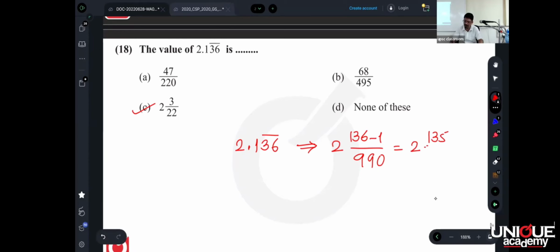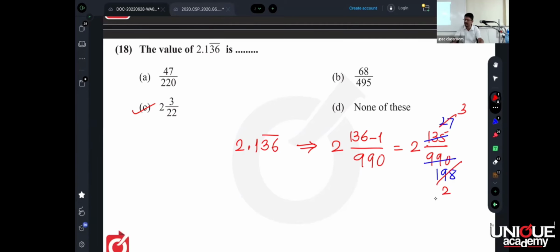So we need to get to the lowest terms. As soon as we see these numbers, 135 as well as 990, both are divisible by 5. Because of that we have here 27 and here 198. Now 27 and 198 are both divisible by 9 each. 9 3s are 27, 9 2s are 18, and again 9 2s are 18. So here it is 2 integer 3 upon 22. That is, option C is the answer.